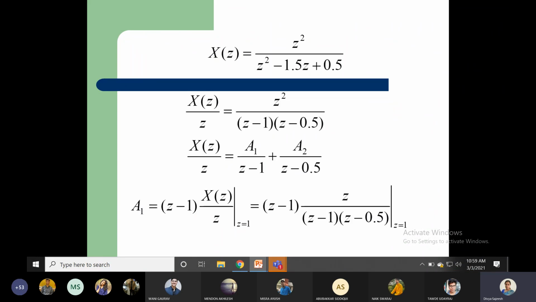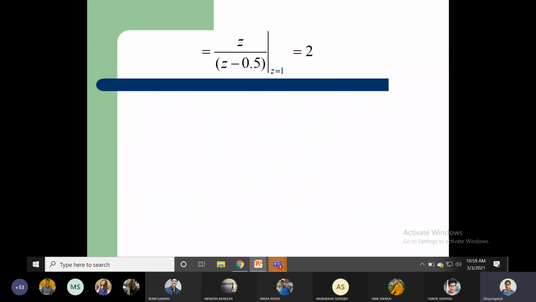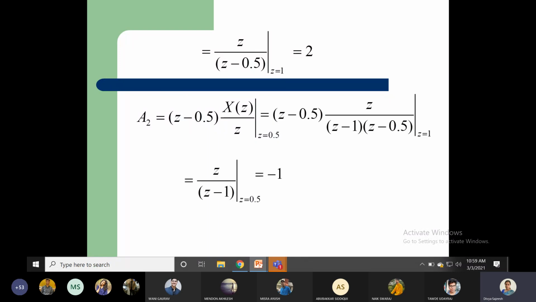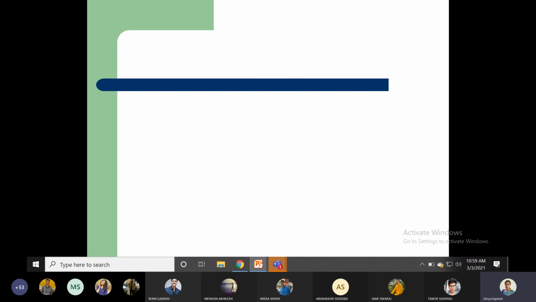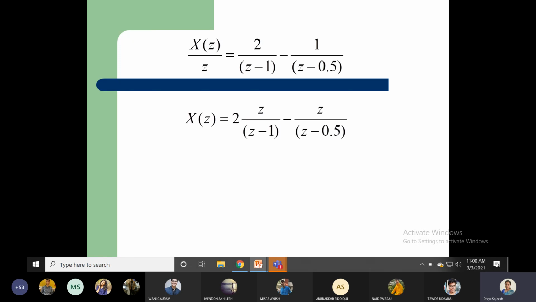First term will be how much? A1 will be how much? Is it 2? Okay, A2 we are getting as minus 1. So substitute for A1 and A2, that is 2 by Z minus 1, minus 1 upon Z minus 0.5. Take Z to the other side. So it will be 2 into Z upon Z minus 1 minus Z upon Z minus 0.5.